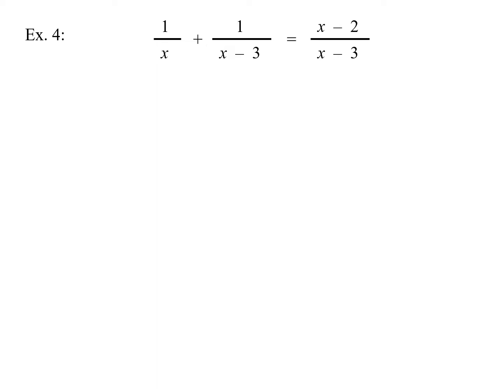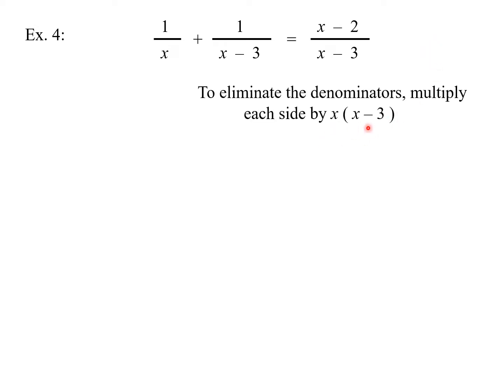Okay, let's do this example now, and this is a little bit different because we have an x in the denominator here, and we have an x minus 3 in the denominator there. All right, so a little bit different. The way to eliminate the denominators, we're going to multiply by the least common denominator, which in this case is x times the quantity x minus 3. Okay, so let's multiply that on each side.